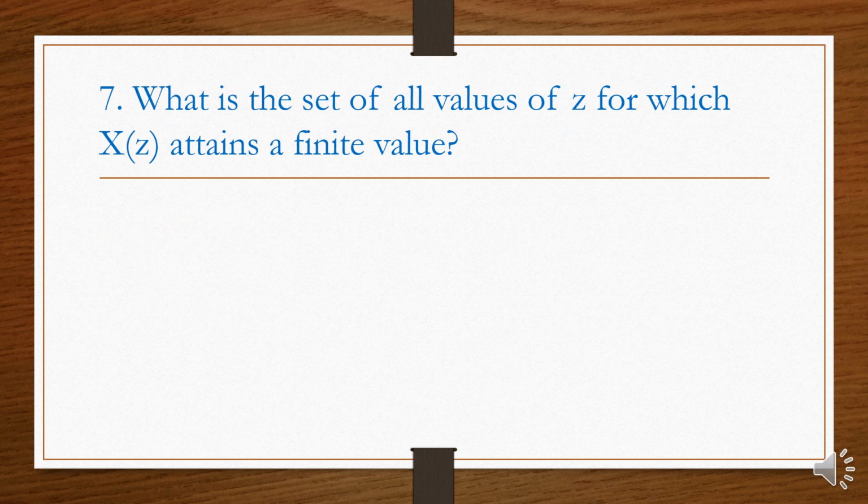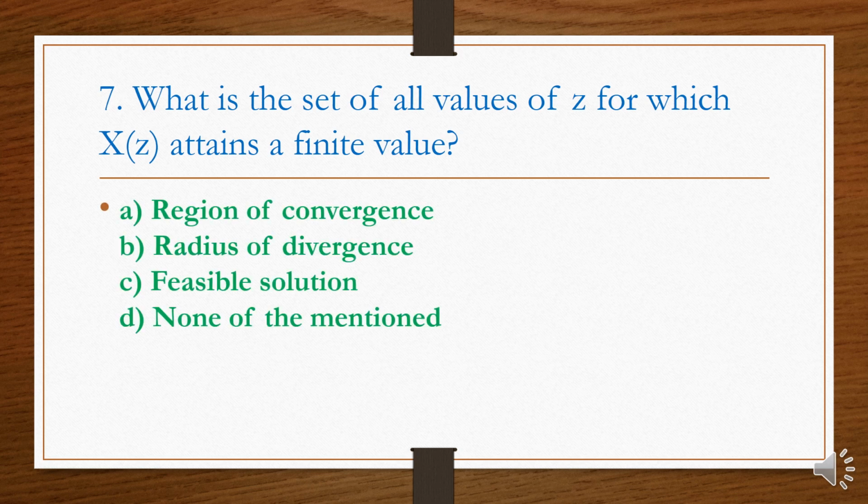Next question. What is the set of all values of Z for which X of Z attains a finite value? Option A, region of convergence. Option B, radius of divergence. Option C, feasible solution. Option D, none of the above mentioned. The answer is option A, region of convergence.